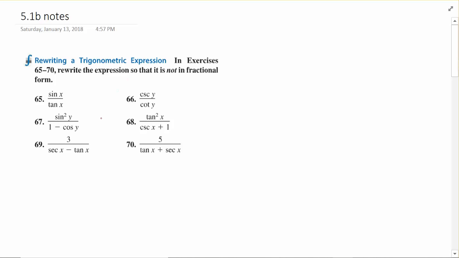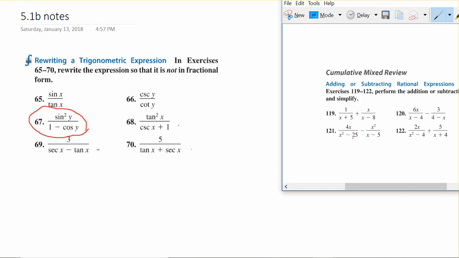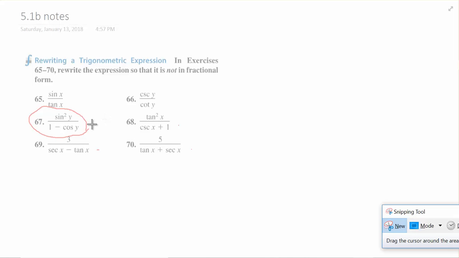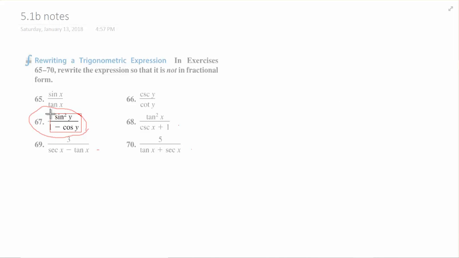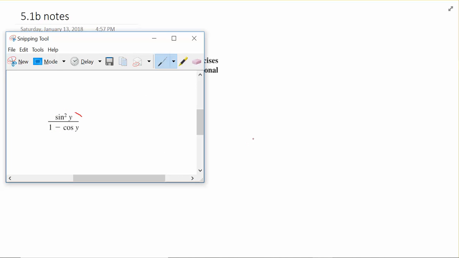Hello, pre-calculus students. This is the notes for 5.1b. Now, the first part here, 65 through 70, are all pretty easy as soon as you learn one little trick. And 67, 69, 68, and 70 all have one thing in common, and that requires a little trick that has to do with the base here.